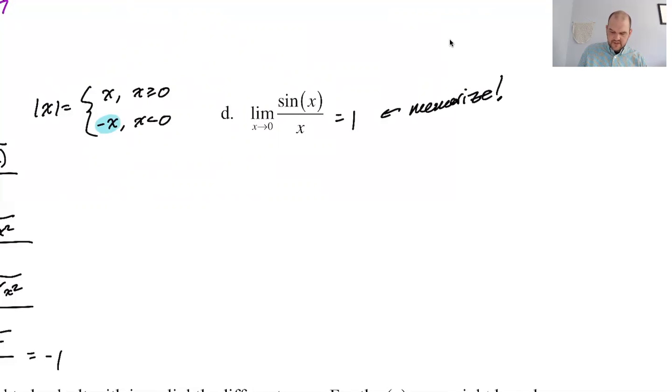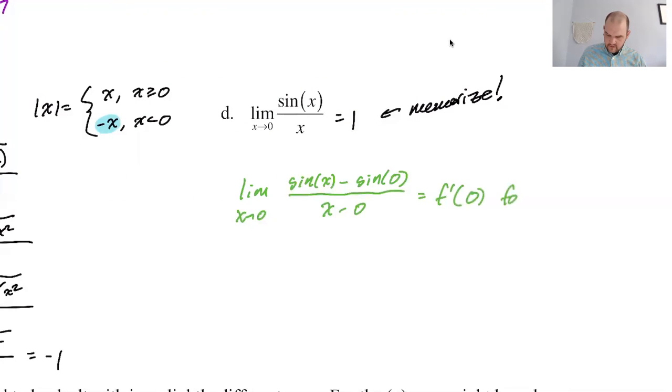So the next thing I'm going to do is exceedingly weirdly clever, perhaps, or maybe it won't work. We'll find out. I'm going to rewrite it as the limit as x approaches 0 of the sine of x minus the sine of 0, which is actually 0, over x minus 0. What is this? This is f prime of 0, but for what function? For f of x equals sine of x. This is the other definition of the derivative.